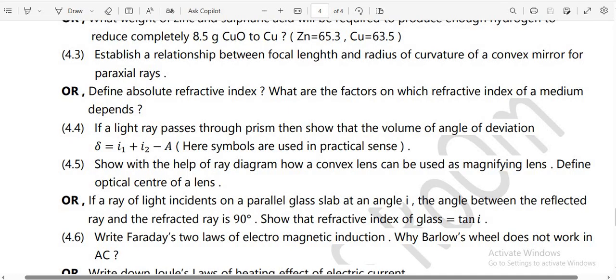4.5 Or if a ray of light is incident on a parallel glass slab at an angle i, the angle between the refracted ray and the reflected ray is 90 degree. Show that refractive index of glass is equal to tan i.